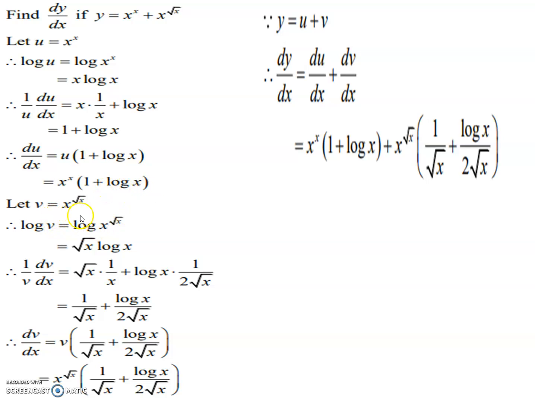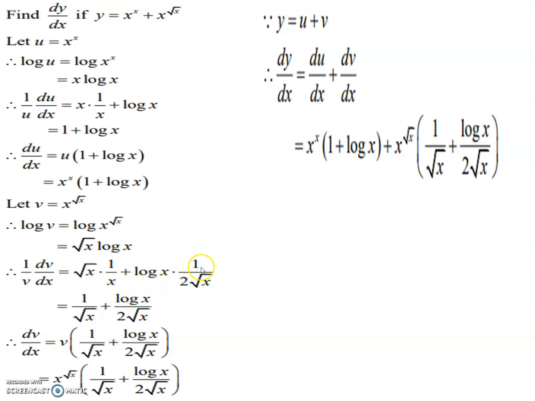Now v is equal to x raised to root x. Taking log of both sides, log v is equal to log of x raised to root x. We know that log m raised to n is n log m. That's why root x is in multiplication, log x remains the same. Derivative of log v is 1 upon v dv upon dx, root x remains the same. What is the derivative of log x? 1 upon x. Plus log x remains the same.